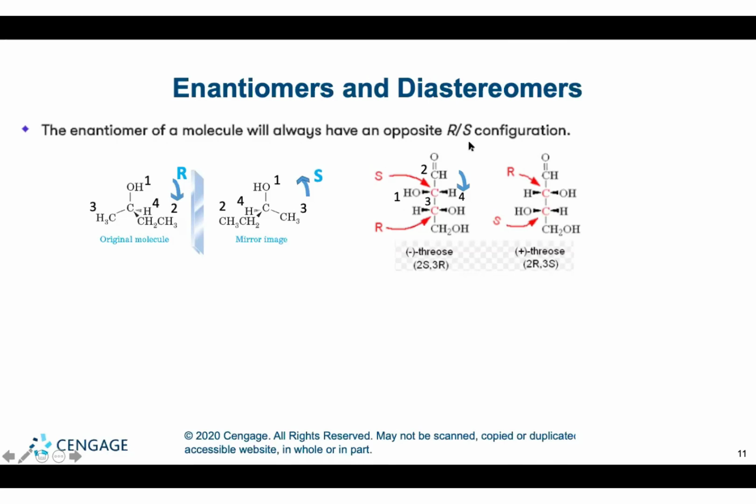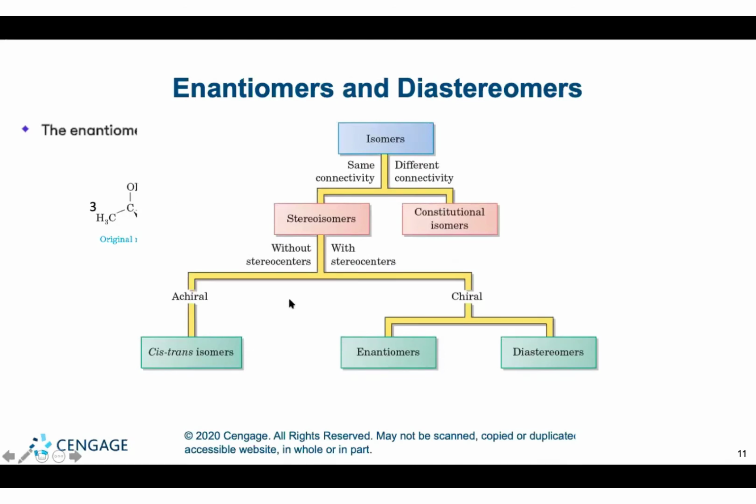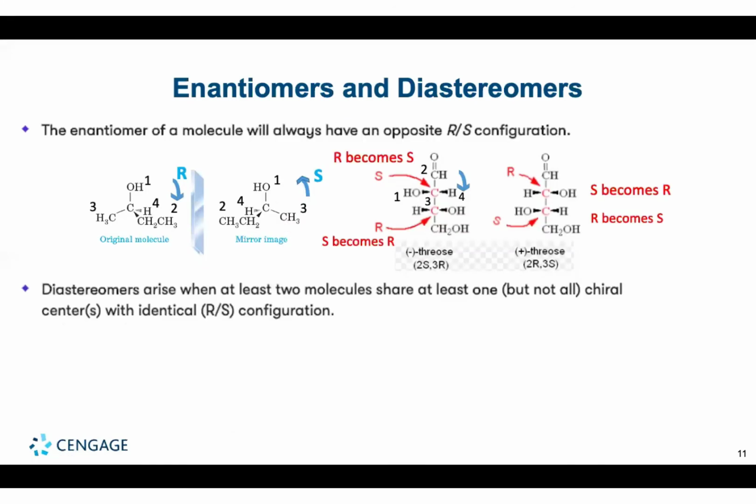Diastereomers are another stereoisomer. If you remember, I talked about enantiomers, which are stereoisomers in chiral carbons. Now we're going to talk about the diastereomers, which are also stereoisomers. Diastereomers arise when at least two molecules share at least one chiral center with identical R and S configuration.